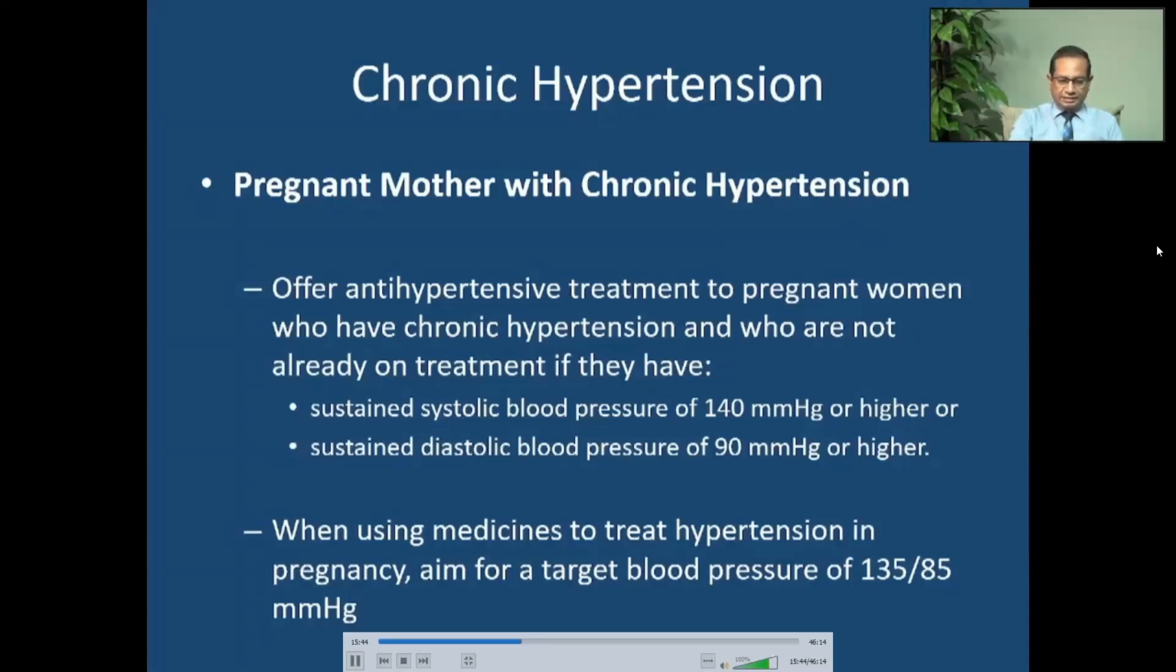When using medicines to treat hypertension in pregnancy, aim for a target blood pressure of 135/85 or below. So if you need to start treatment, start if the blood pressure is more than 140 by 90 in pregnancy, and your target is to keep the blood pressure less than 135/85.